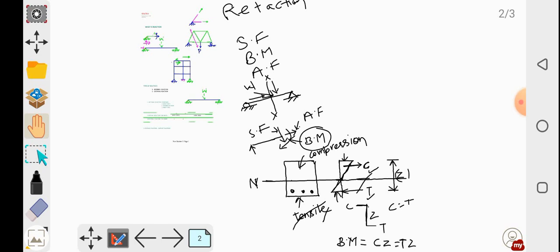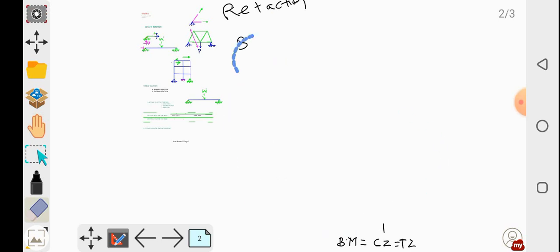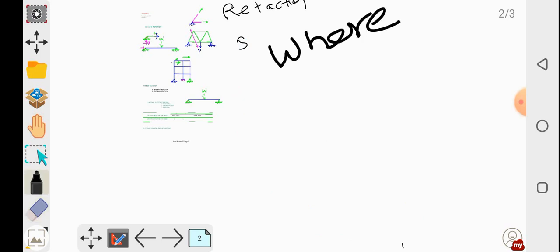Now we'll discuss where the reaction will be generated. Let me rub this first. Where will the reaction be generated, at which point, which will resist the respective action?